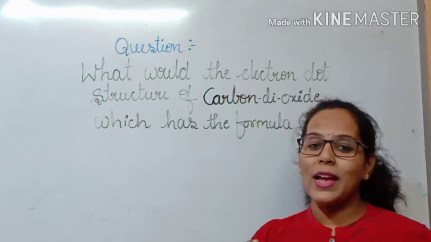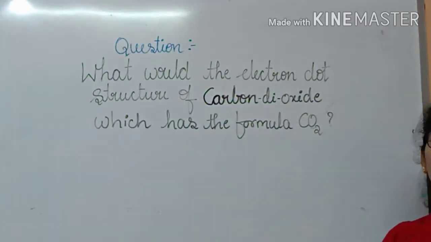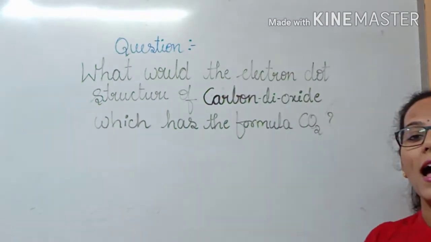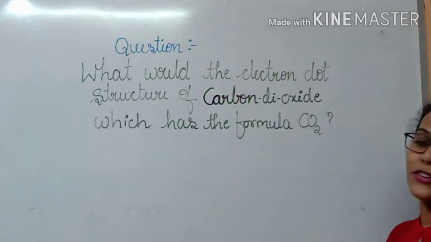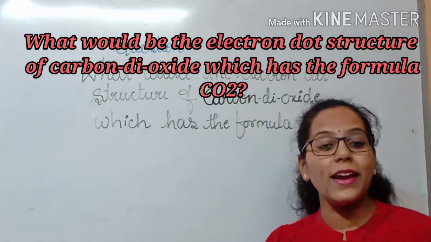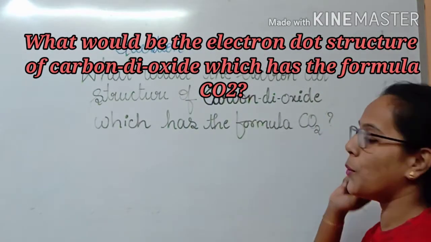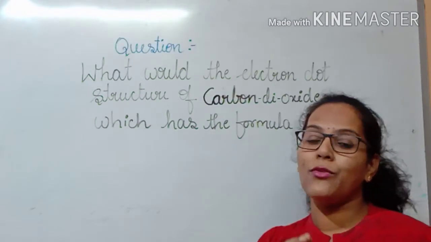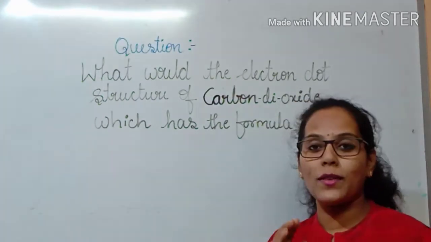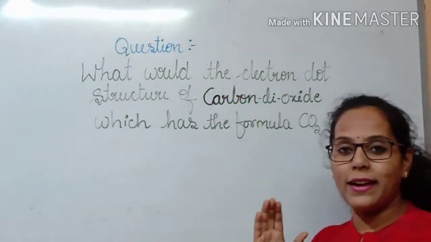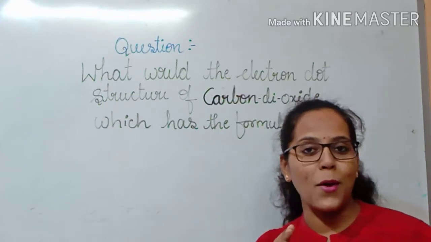Ramya. So in today's session, I am going to teach you how to write the electron dot structure for certain compounds which are asked in your textbook. So now the question is, what would be the electron dot structure of carbon dioxide, which has the formula CO2? You already know some of the steps we have to follow to write the electron dot structure. Correct? So now let us use those steps to write the electron dot structure for carbon dioxide.